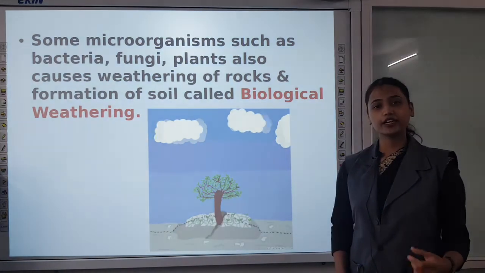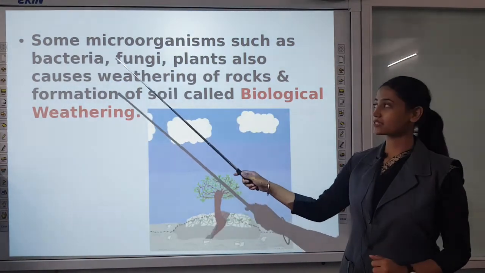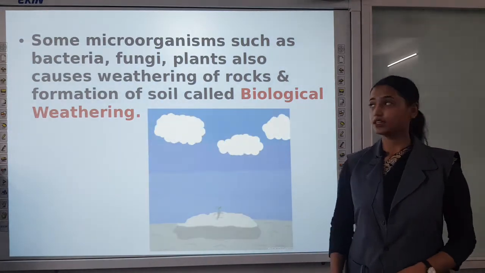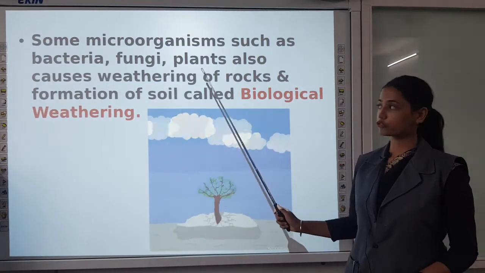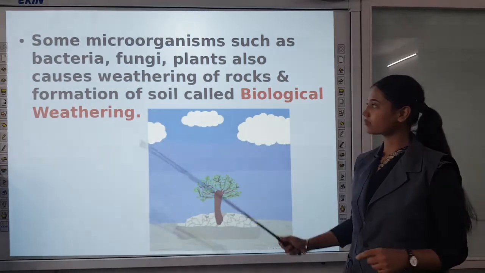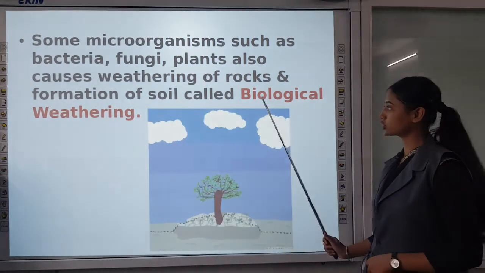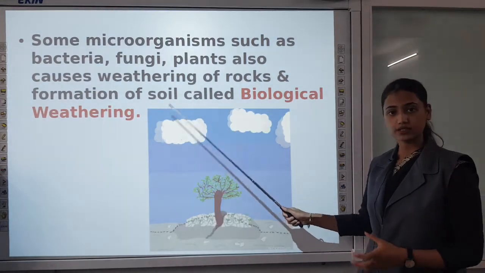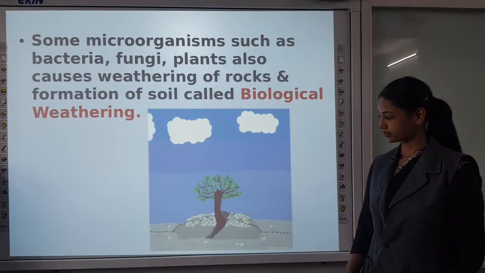Not only air, water and temperature, but a few microorganisms like bacteria, fungi, and plants also cause weathering. They are also responsible for breaking down of rocks. Now living organisms are included, that's why we call it biological weathering. Biological, bio means life. These living organisms are involved in the formation of soil, so we call it biological weathering.